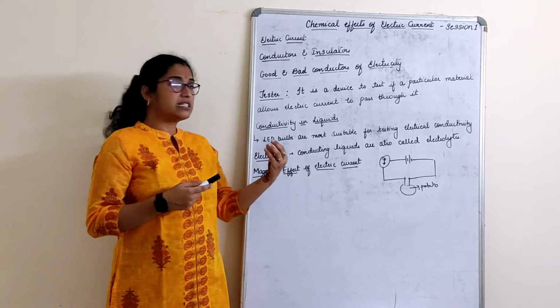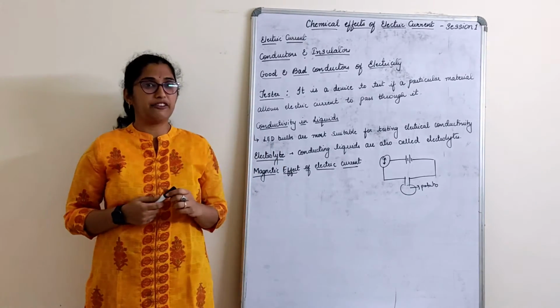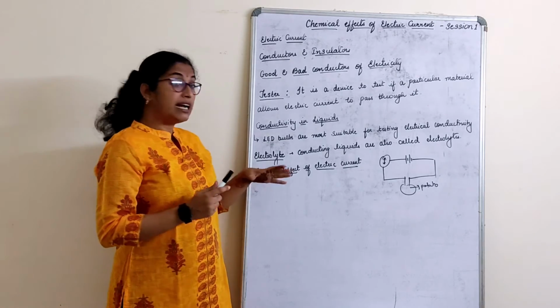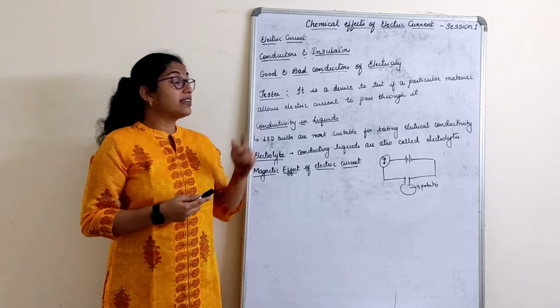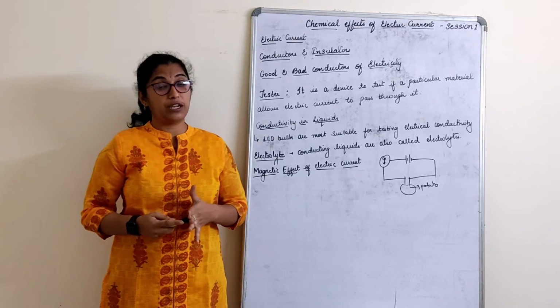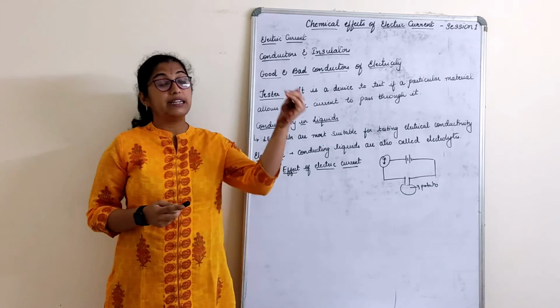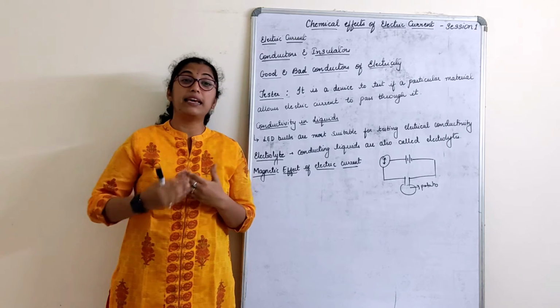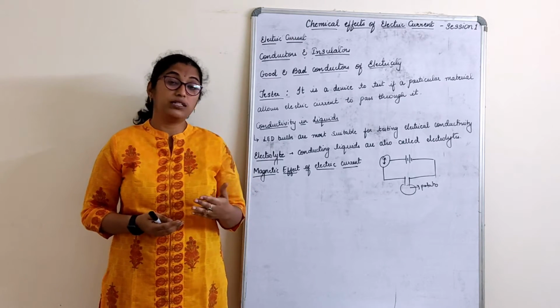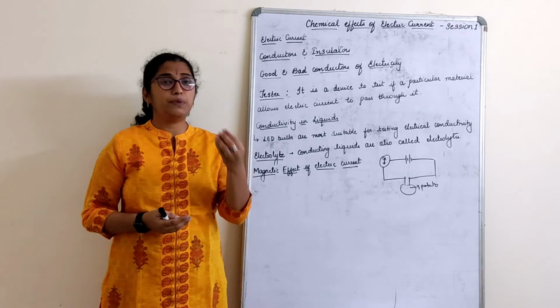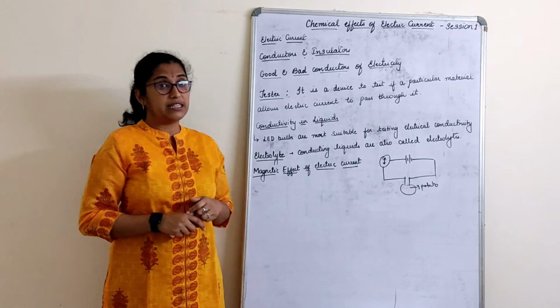Similarly, in this chapter, we study a bit about the magnetic effect of electric current as well. So I will not give an example of that. We'll see it in the chapter itself. The next one is the chemical effect of electric current. So when electric current is passed, there are some chemical changes happening. Now, what are those chemical changes? How are they happening? We will study in brief about that in this lesson.